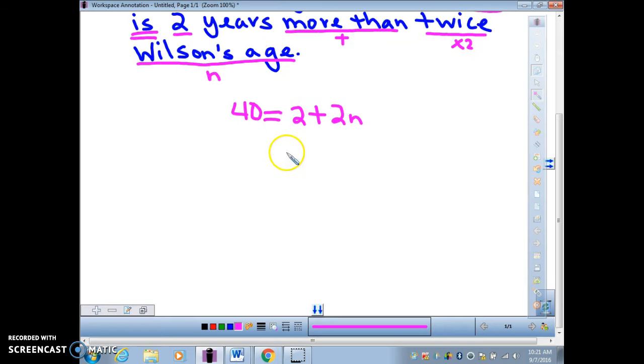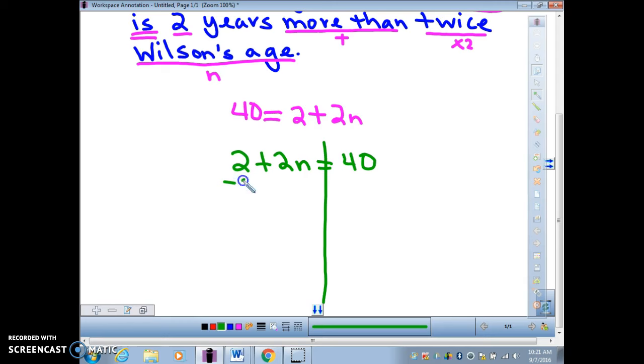Okay, so now that we've got our equation, what we're going to do is find out, well, how old is Wilson? All right, so what a lot of you like to do is get your variable on the left side. So you like to switch this around, which is fine. You don't have to, but we will. Okay, so I'm going to put the 2 plus 2n on the left side and move that 40 over to the right side. Draw a little line down the middle, and we're going to solve it.